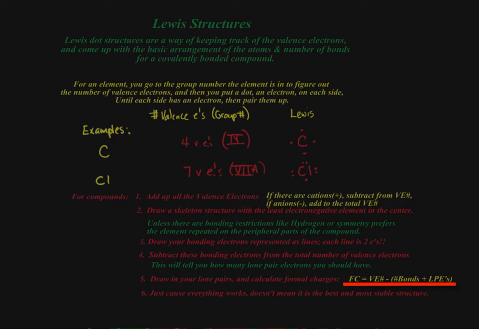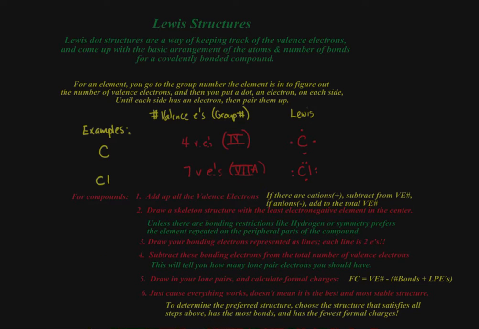But just because you satisfy the rules that I just stated doesn't mean that it's the best and most stable Lewis structure. Okay? How do we determine what's the best and most stable? Well, we have to look for the structure that satisfies all the steps above and has the most bonds with the fewest formal charges. Again, that's the most bonds and the fewest formal charges.